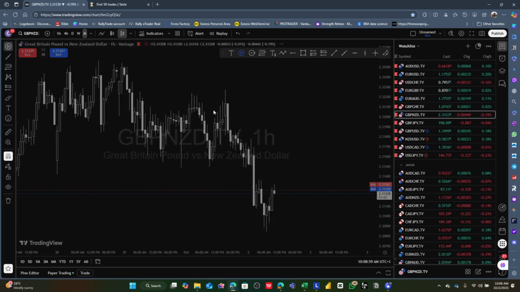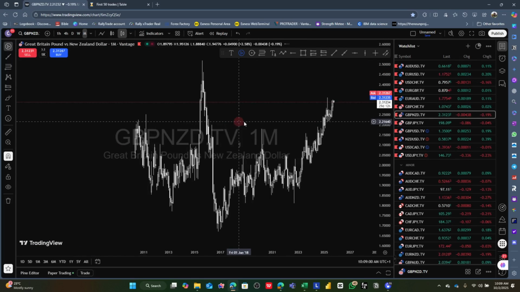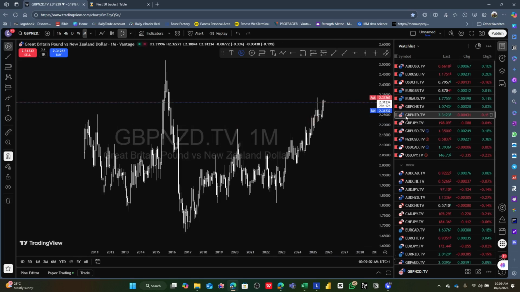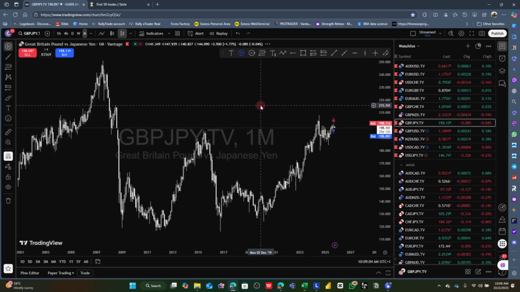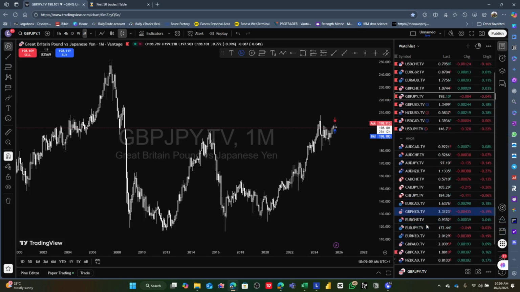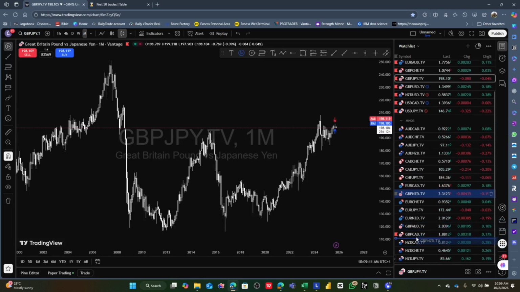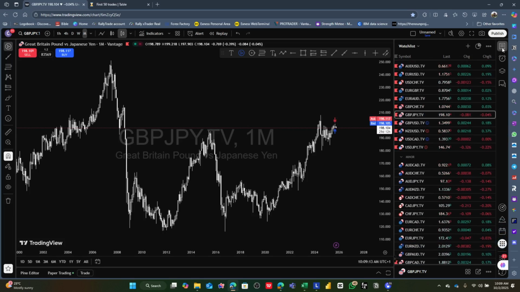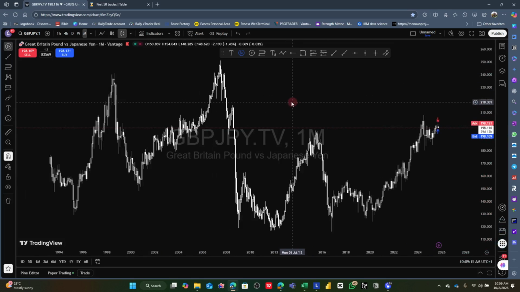New Zealand against the British pound. I'm not going to take this trade at all. Don't like it. Japanese yen. Okay, this has something cool. Taking this one out of the table first. And this is the last British pound pair we can look at here.